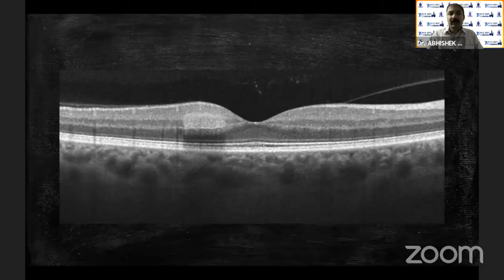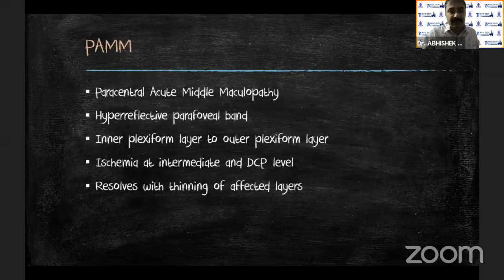Now again, this is an exciting entity. It has become very popular nowadays. If you have a patient who complains of a paracentral scotoma, and otherwise clinically you may not see anything, you may see something on the infrared image, but not very clearly on the fundus image, and OCT shows you hyperreflectivity of the middle layer. So this is basically paracentral acute middle maculopathy. It shows up as hyperreflective parafoveal bands, but is limited to the inner plexiform layer to outer plexiform layer.